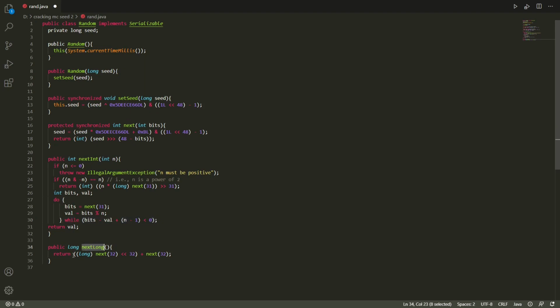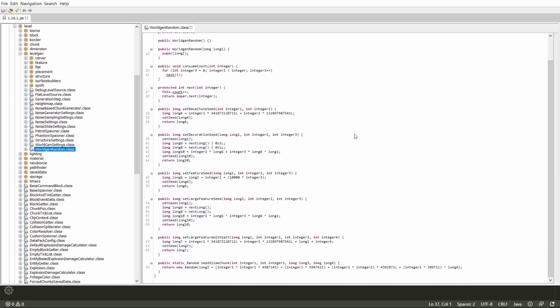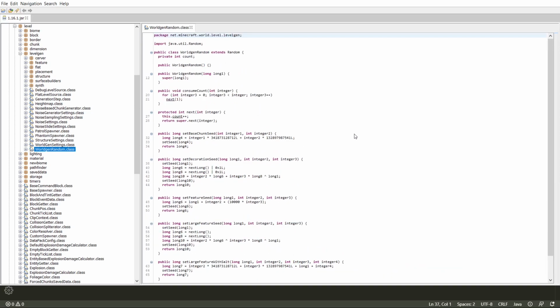NextLong returns next(32) bit shifted left by 32, plus another next(32). This was a pain to deal with because of the possibility of overflow in multiple places. Almost every aspect of Minecraft's world generator is deterministic, and therefore we can figure out how to get it to output the results we want.